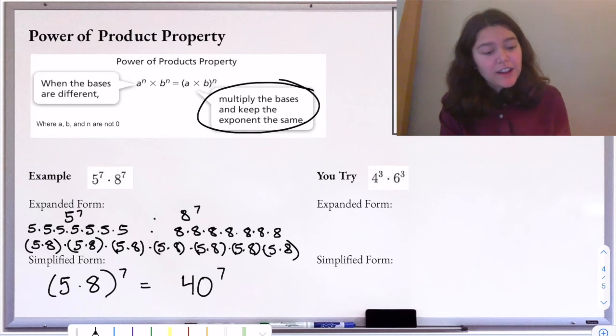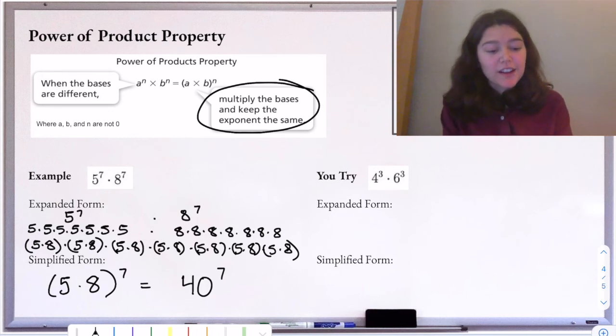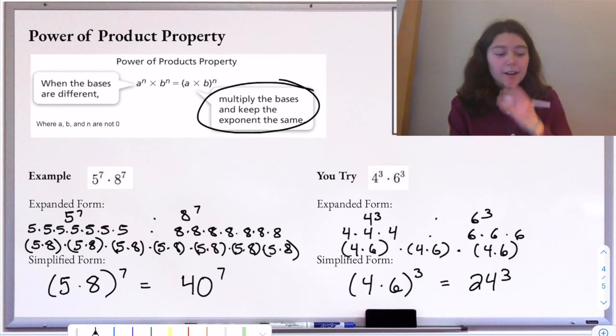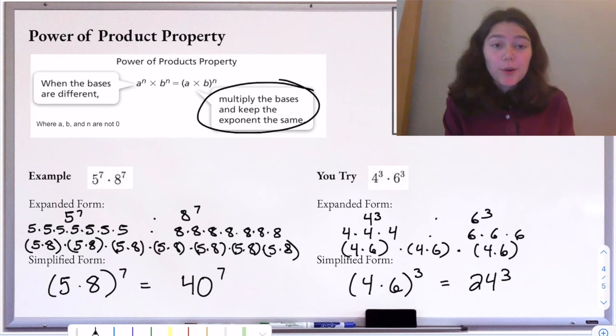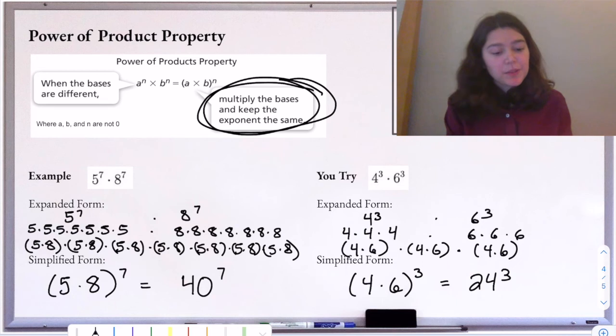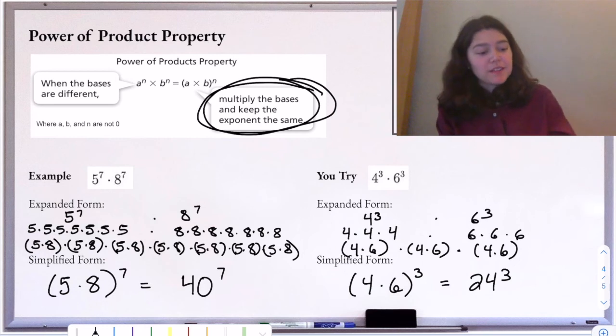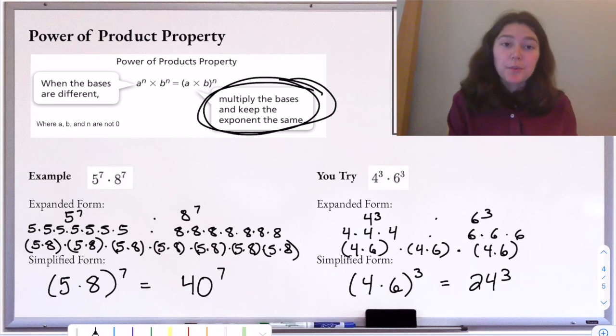All right, so give that a try for 4 to the power of 3 times 6 to the power of 3. First, identify our expanded form, use the commutative and associative property to rearrange, and then tell me what the simplified form is. Awesome, and you should have gotten 24 to the power of 3. Like the rule says, we keep the exponent of 3, and we multiply the bases. 4 times 6 is 24. And we can see in the expanded form why that rule makes sense.